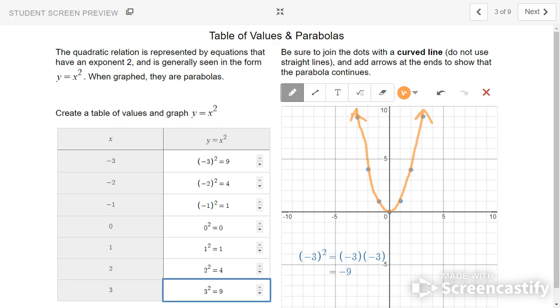So the reason this is a curved line is because this isn't a linear relation. As a quadratic relation, we're going to be seeing curves. We also put arrows at the end to show that this graph continues. The name of this shape is called a parabola.